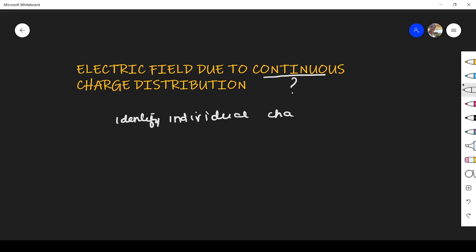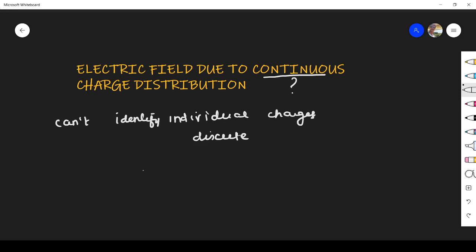In that, identifying and concentrating on individual charge is very difficult. That is, we cannot go for the discrete system of charges that we studied already. That is only for understanding purpose. But in real time, we are going to deal with continuous charges only. The world is full of continuous charge, right? So, that is the only thing.